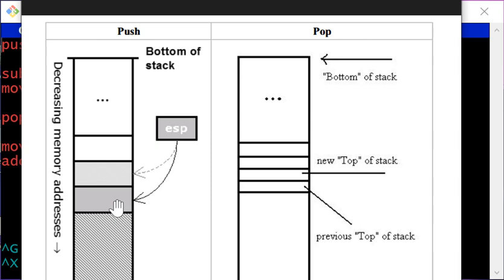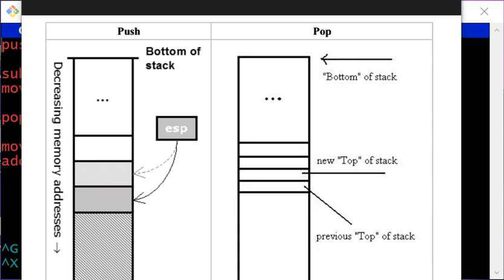Now let us take a look at the pop. If this was the previous top of the stack, and then we use the pop command, we are going to remove what was at the top of the stack. Which means we are going to decrease the stack level, and this is going to be the new top of the stack. So I think you got it.